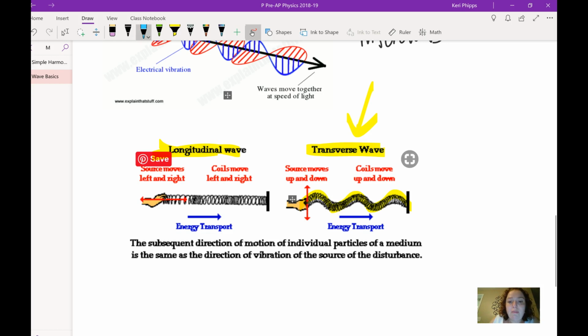Basically, we say that the matter, this part right here, the mass, moves up and down, but the energy is moving sideways. So we say that the matter is perpendicular to the movement of the energy.